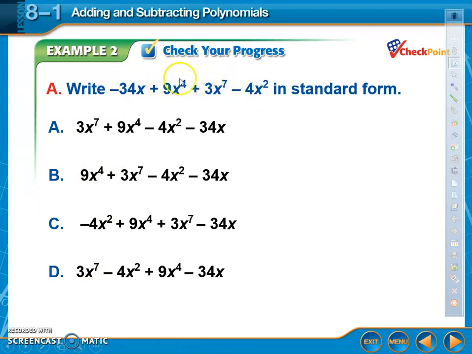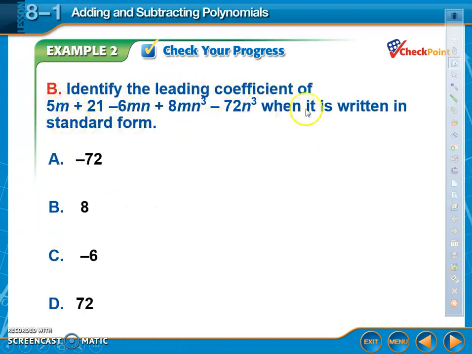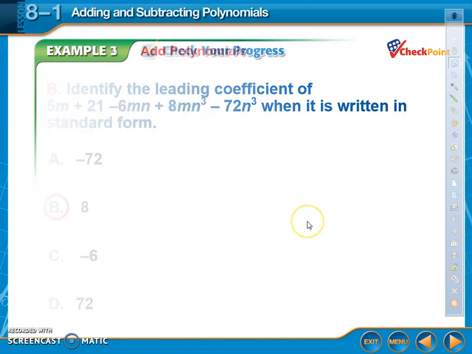Next biggest number is going to be a 4 right there. Looks like A is the winner right there. Okay. Identify the leading coefficient when all of this is written in standard form. Well, we've got a 4 right here, 3 plus the 1. So it looks like it's going to be 8.